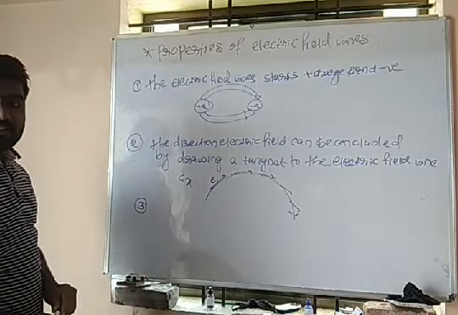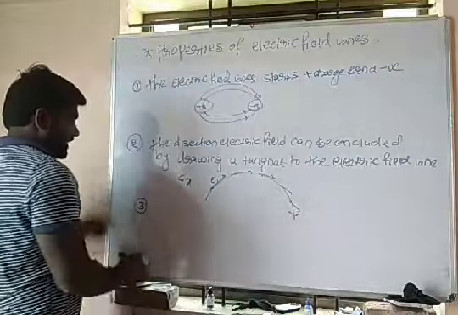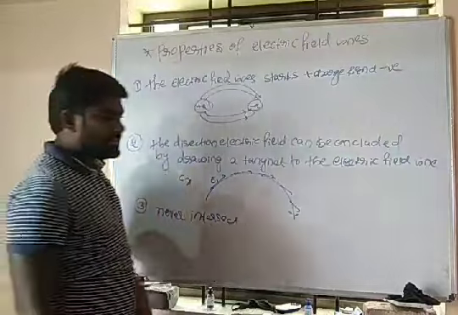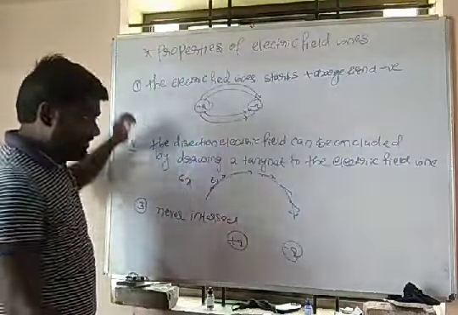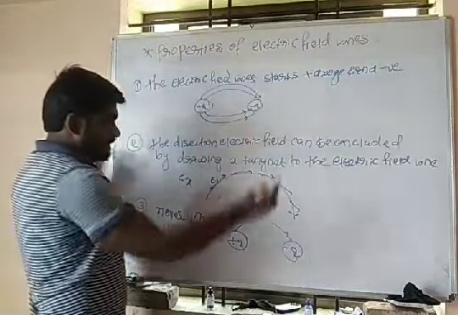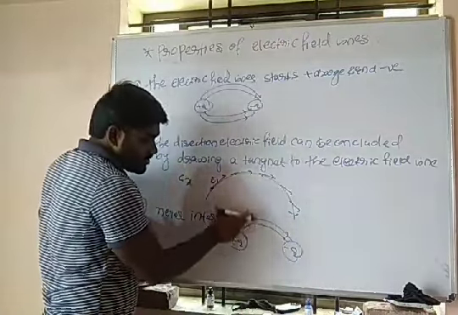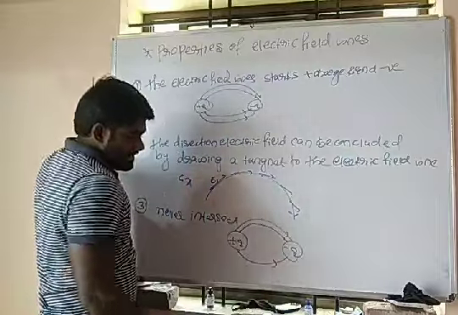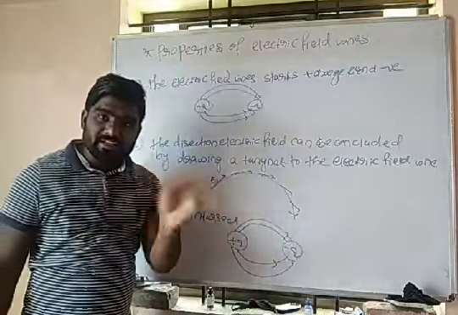Then the third property: the electric field lines never intersect. What does never intersect mean? I am giving you an example. If this is a positive charge and here is your negative charge, electric field lines always start from the positive end and end at the negative end. One more line also starts from the positive end and ends at the negative end. These two lines may not intersect. This is an important point. Again, one more field line starts from here and ends at the negative charge. These two lines may not intersect each other.